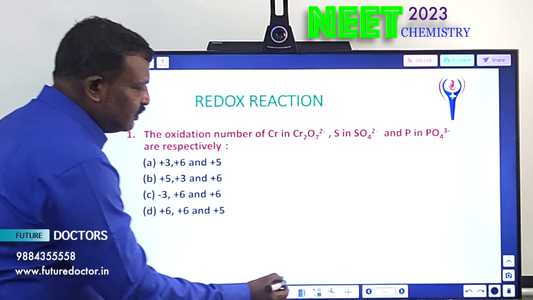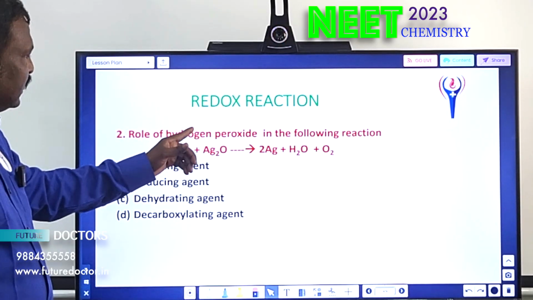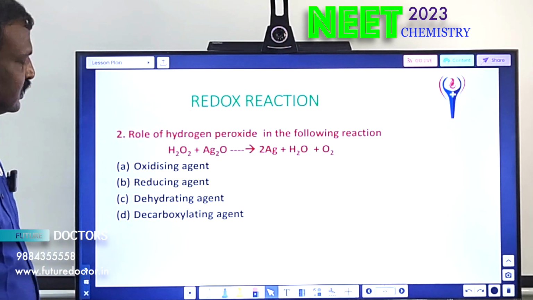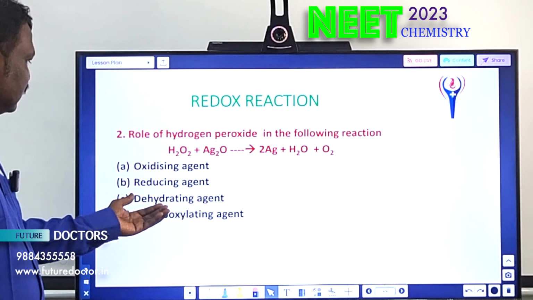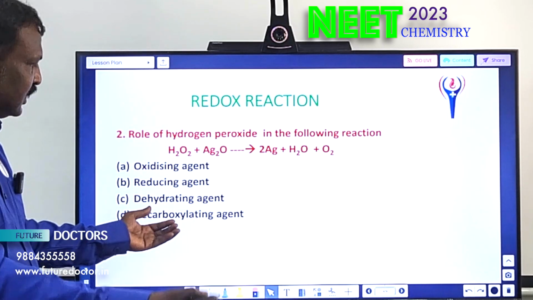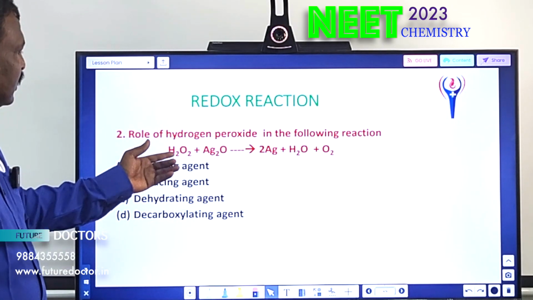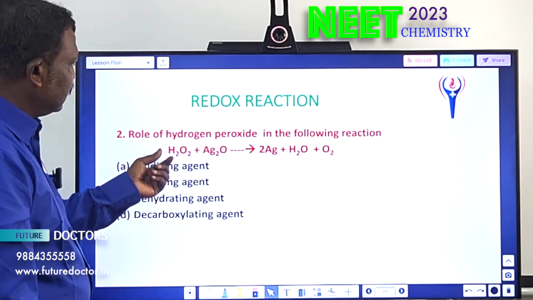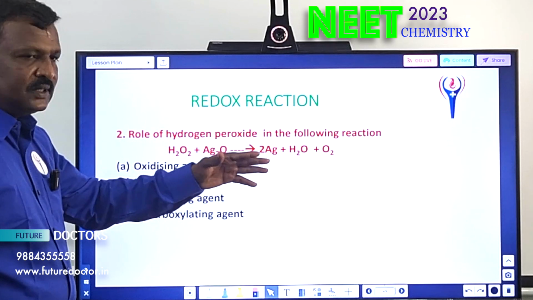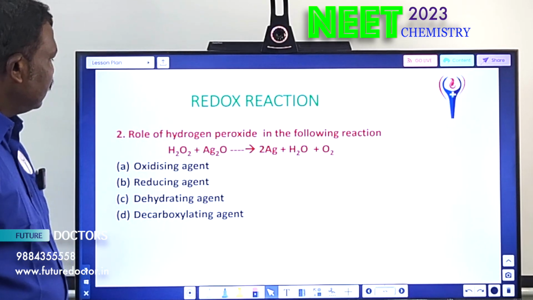Understood? Right. Simple one. Role of hydrogen peroxide in the following reaction. What's the role they're asking? It's an oxidizing agent, or reducing agent, or dehydrating agent, or decarboxylating agent. So here you must know they are all redox reactions. Now, which is oxidized and which is reduced, if you know, you can find this out.